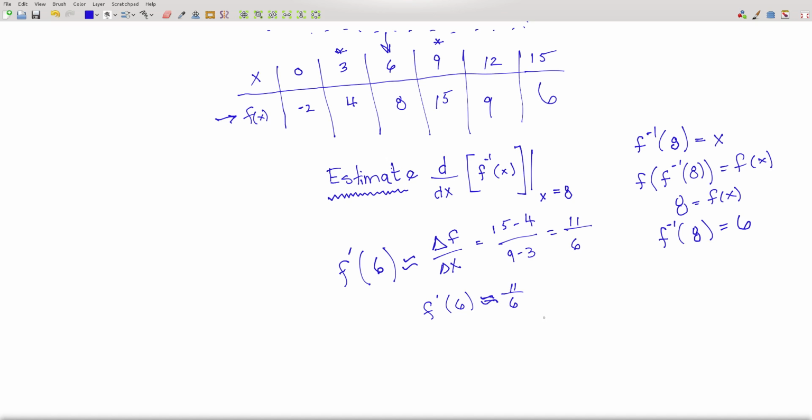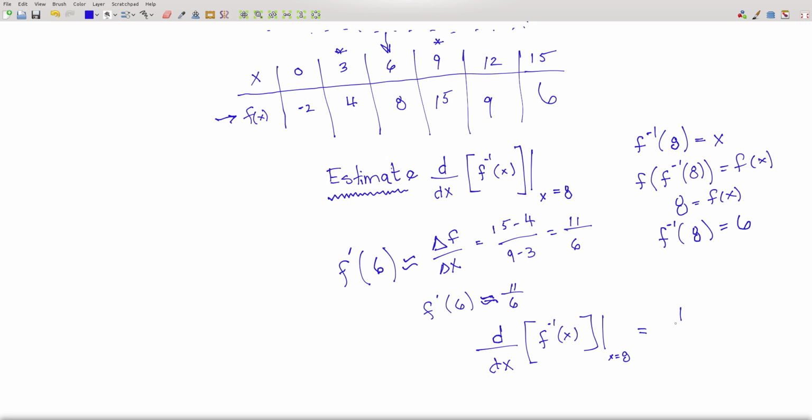What should we do with this? Well, this was not the goal. The goal was not to find the derivative of f at 6. Actually, the goal is to find the derivative of the inverse function evaluated at x equals 8, and now we have everything we need.